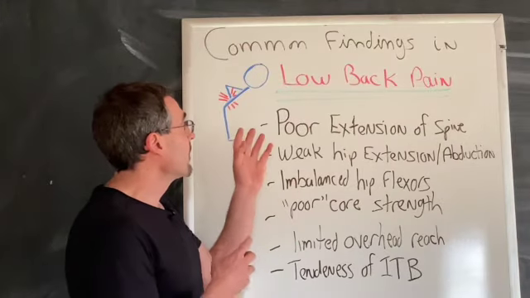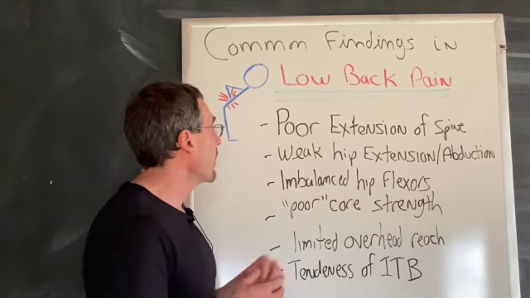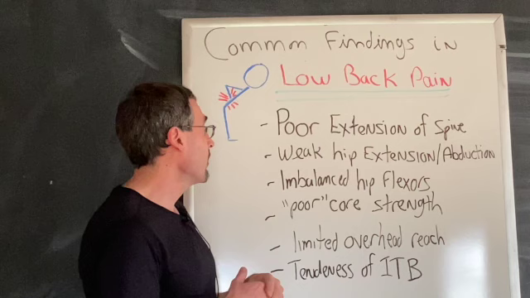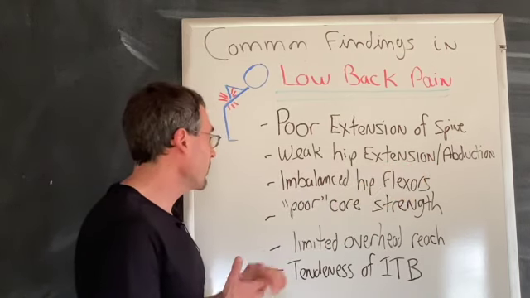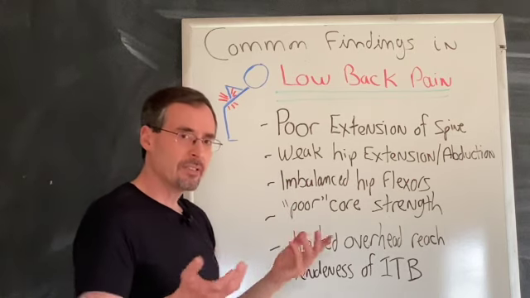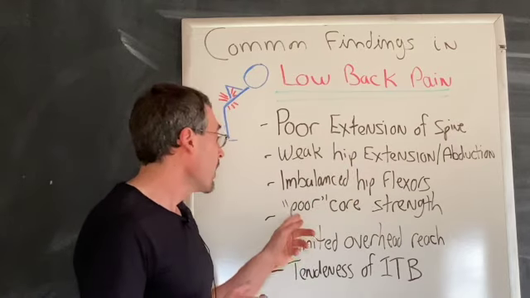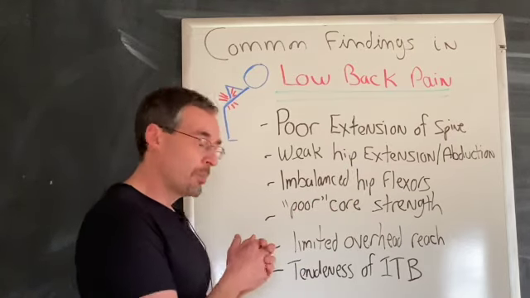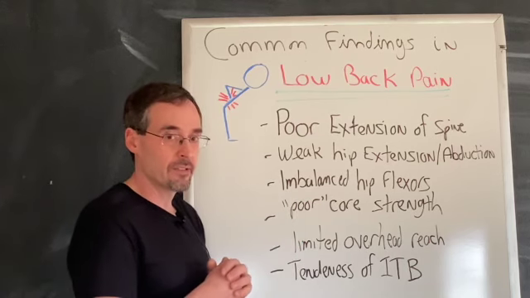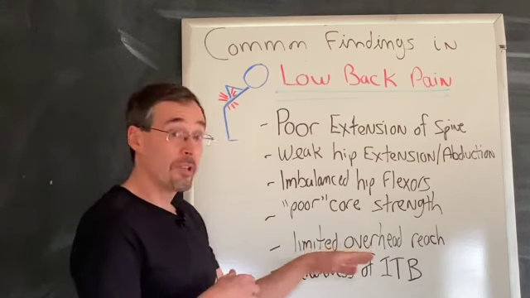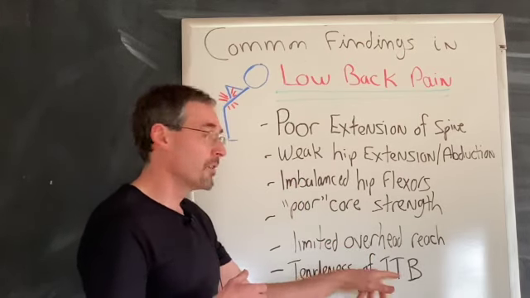Here I've listed common findings that I notice in people with low back pain. We have poor extension of the spine, often weak hip extension and weak hip abduction, imbalance in the hip flexors, not necessarily tight hip flexors. I want to say the word hip, imbalanced hip flexors, poor core strength, and I put poor in quotations because it's not as important as often taught. Limited overhead reach, meaning they have difficulty reaching with their hands overhead, and tenderness of the iliotibial band.